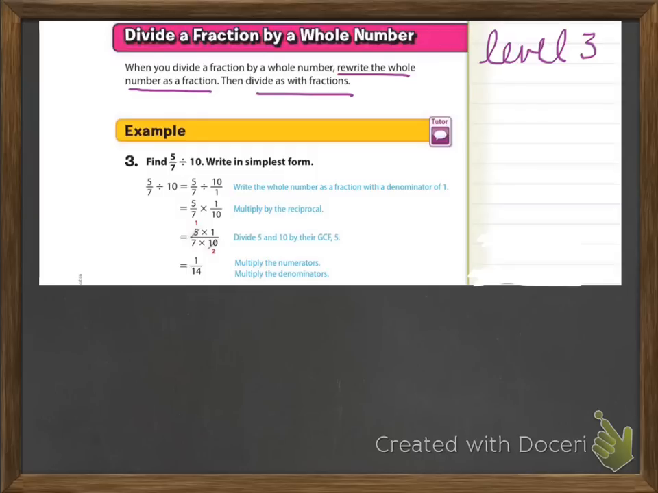In this problem here, they rewrote 10 as 10 over 1, and then everything else is the same. You multiply by the reciprocal, that's the same as keep, flip, change. And then you want to cross simplify, that's what you're doing right here. So you can add that note right there. And then on that last step, you're just multiplying straight across, and you get 1/14 in this problem.